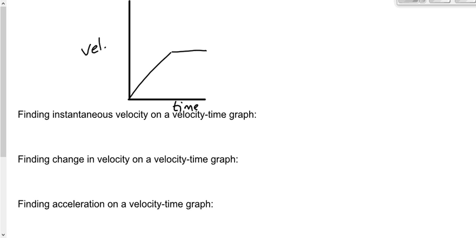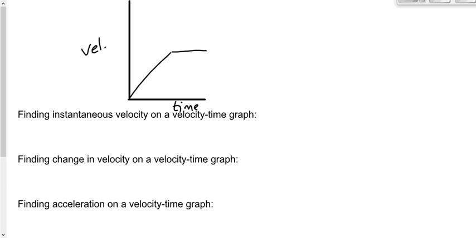Tell me what's happening in phase 1. Good. We're accelerating. We're speeding up. It's a uniform acceleration in phase 1. And in phase 2, yeah, constant velocity, right? It's not speeding up or slowing down. It's still moving, but it's not speeding up or slowing down.